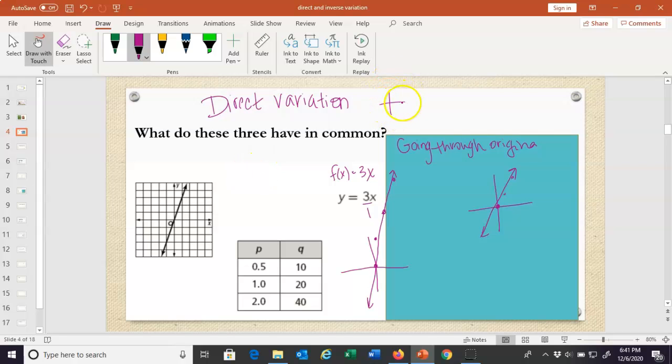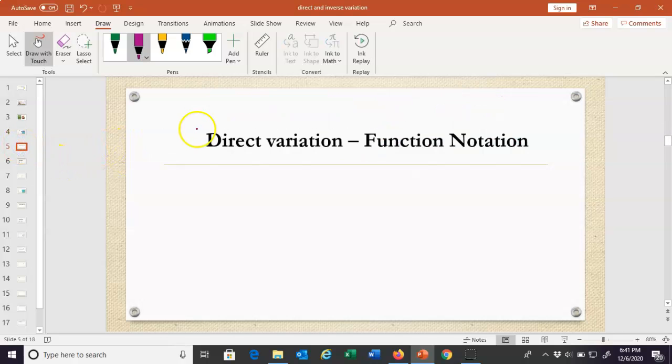If you see a graph like this, guess what? That's not direct variation. If you see a graph like this, that is not direct variation. See a graph like this? So direct variation graphs go through the origin. So let's talk a little bit more about direct variation.